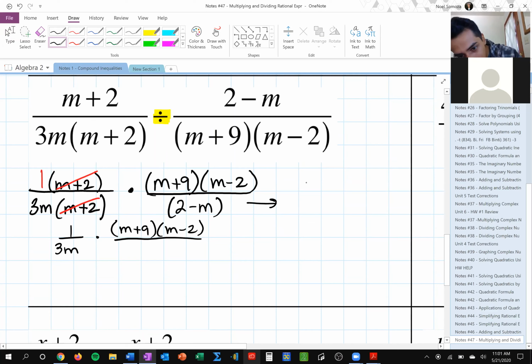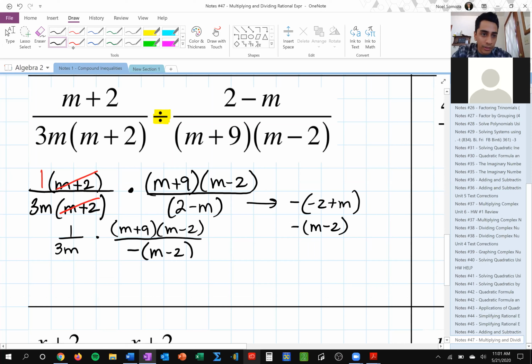If I factor out a negative, it's going to leave me with negative 2 plus m. Okay, but negative 2 plus m could then just be rewritten so that you have m minus 2 with the negative outside. So you just kind of flip the order of the m and the minus 2. So instead of writing 2 minus m, it's the same as the negative m minus 2. And so then what we can do is cancel the m minus 2 with the m minus 2. The negative still stays though, okay? So just be aware that you do have a negative in the denominator.